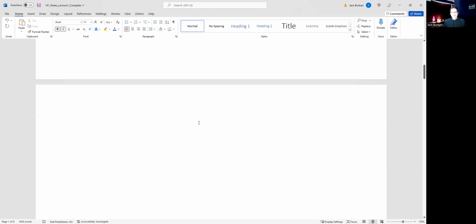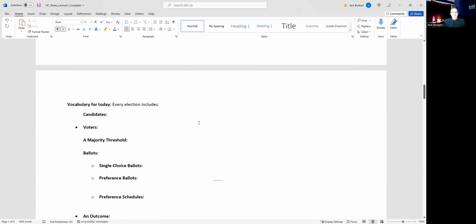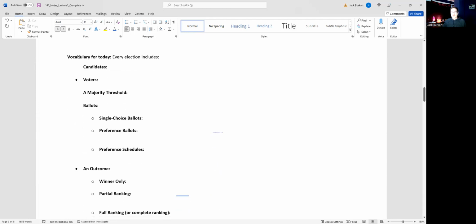All right, so let's scroll down and talk about some basic vocabulary that we need today. So we just need a common vocabulary when we're discussing elections, but fortunately, most of it is fairly intuitive. The first piece of common vocabulary we need is that every election includes candidates. So candidates in an election are just the things that are being voted on. They can be people, like in a mayor election, or they can be different ice creams, like we just saw the results of that vote above as well.